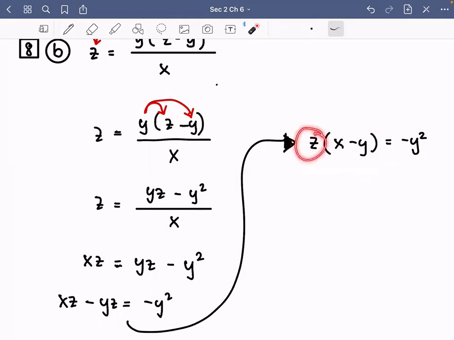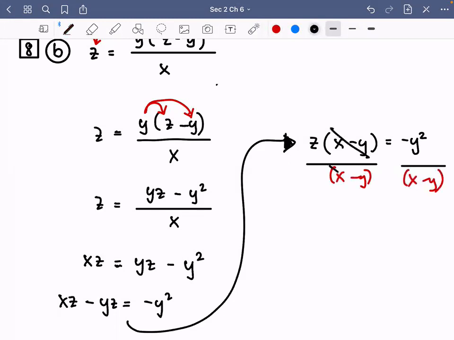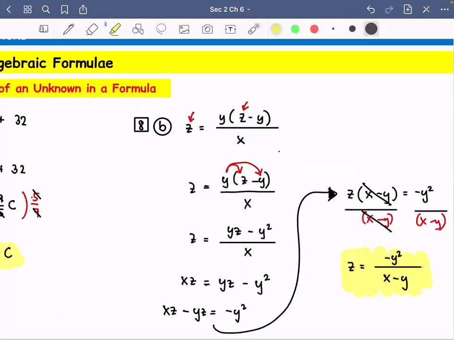Now, if I'm going to make z the subject, I'm going to get rid of x minus y. So I'm going to divide each side by x minus y. That cancels this, so z now is equal to negative y squared over x minus y. So that's your answer for letter B.